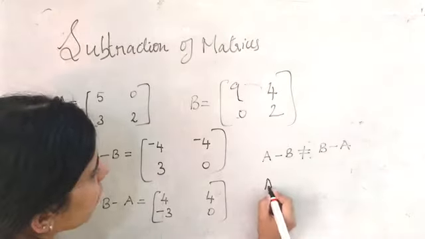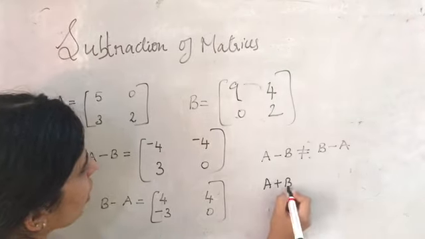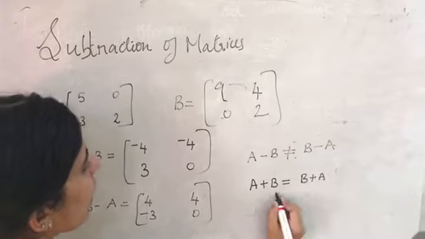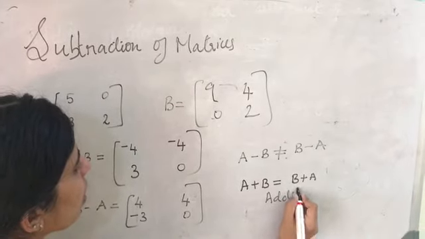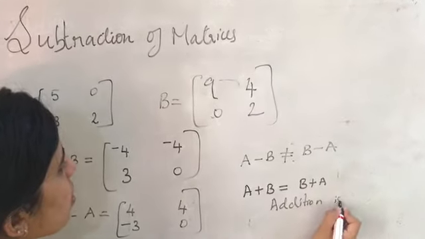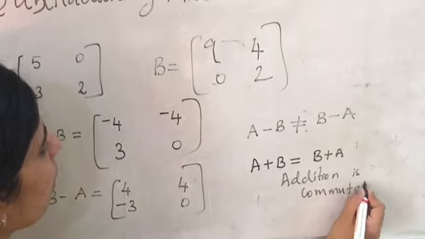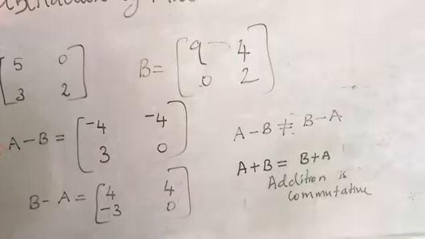You are all familiar with the commutative property that you have learned in your earlier classes. A plus B equals B plus A. So addition is commutative, but subtraction is not commutative.